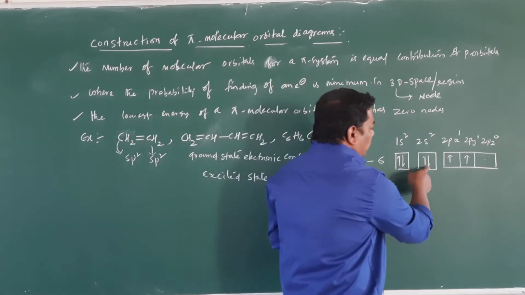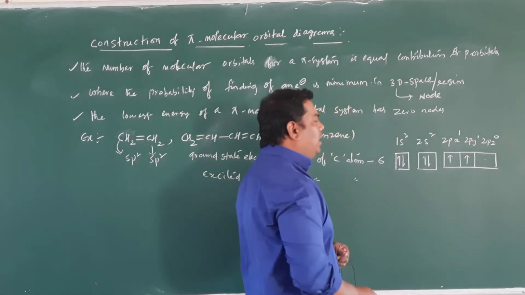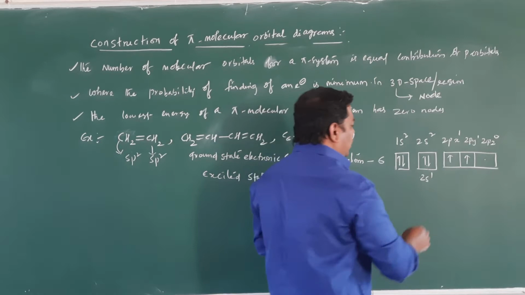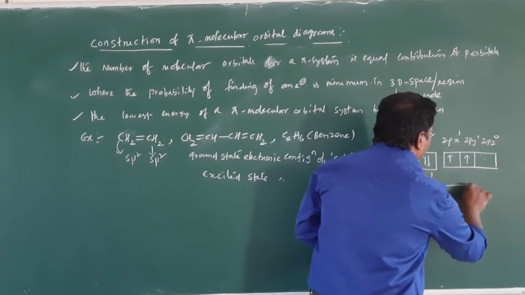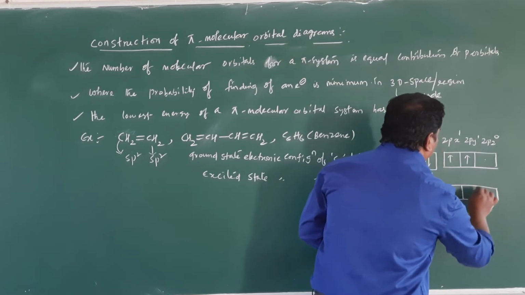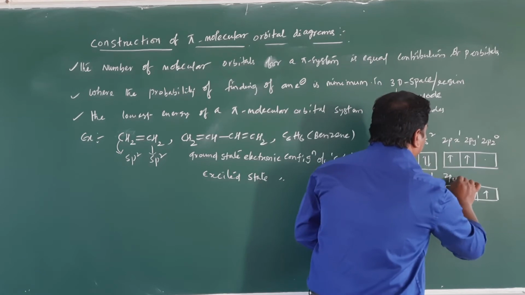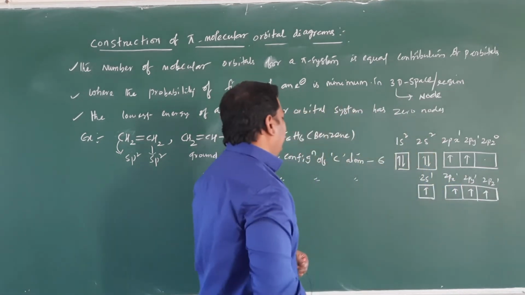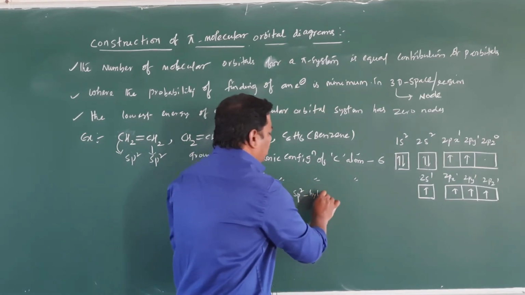So one of the 2s electrons is shifted to the 2pz orbital, so the 2s becomes 2s1. So this is 2px1, 2py1 and 2pz1. Right. So next we will move to the sp2 hybridized carbon atom.